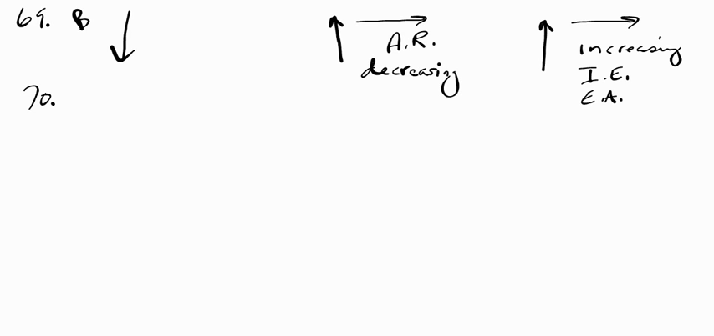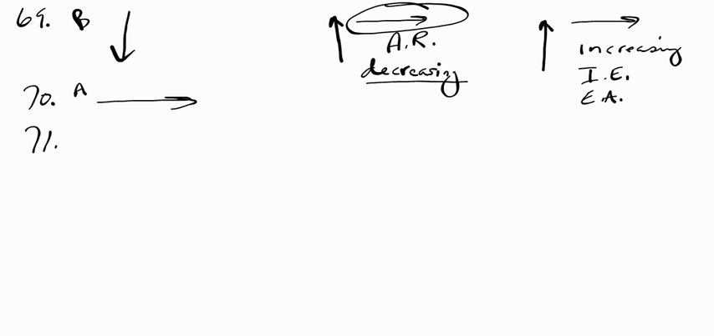Number 70. How does the atomic radius change when you go from left to right? You're going in this direction, which is what I've shown here already. It's decreasing. So the answer is A. It tends to decrease.